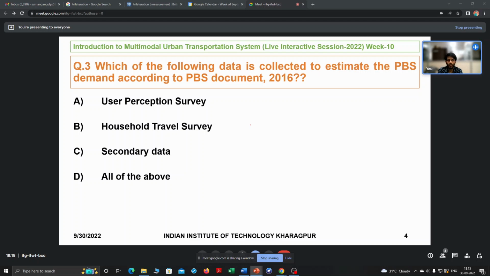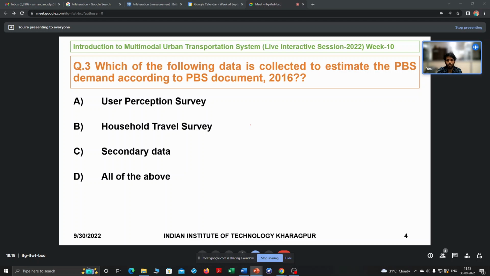So which of the data has to be collected, right? Is it the user perception survey? What is a user perception survey? You go with a questionnaire and ask what is your gender, would you like to use public bicycle sharing if I give you this, or what are the trips. Maybe you can use your bicycle for some leisure trip, but you may not be willing to use it for a work trip. Maybe your work trip is a long trip, maybe 10 to 12 kilometers or something, so you do not want to use it. So based on that, you want to do a public user perception survey.